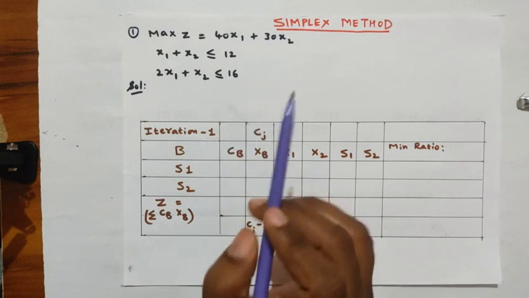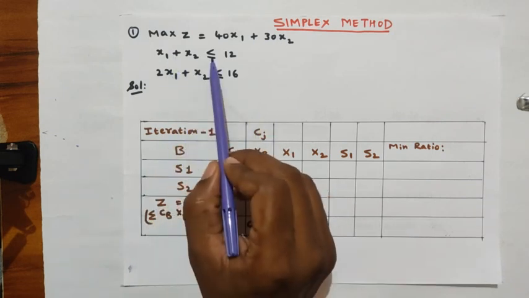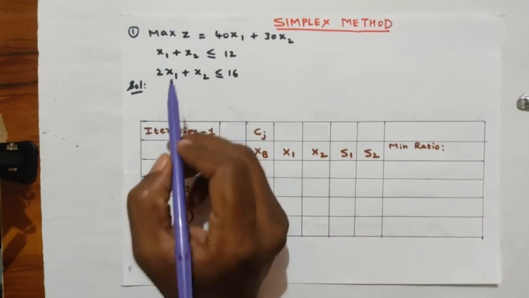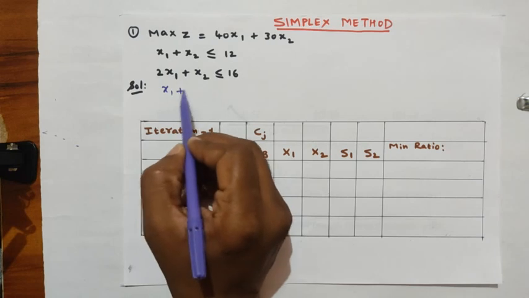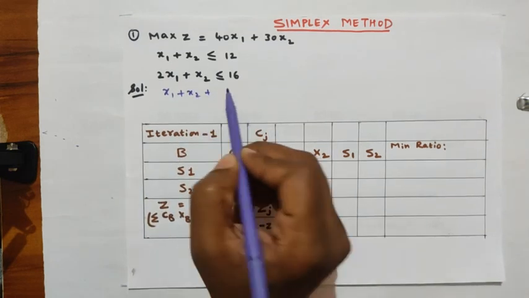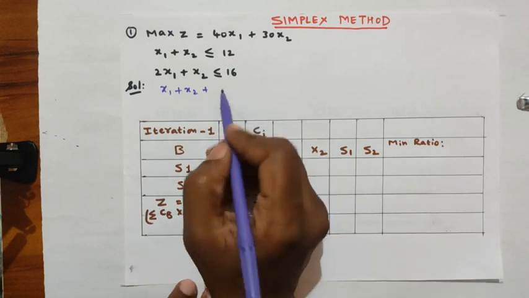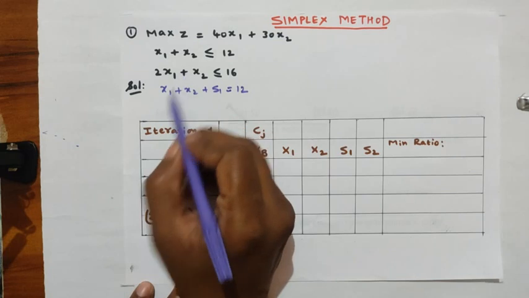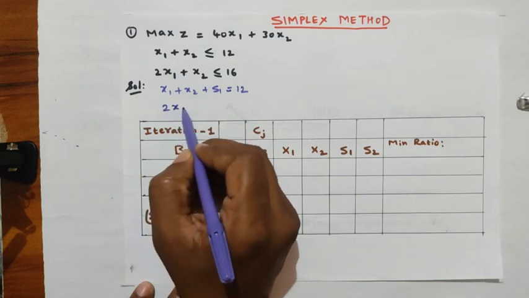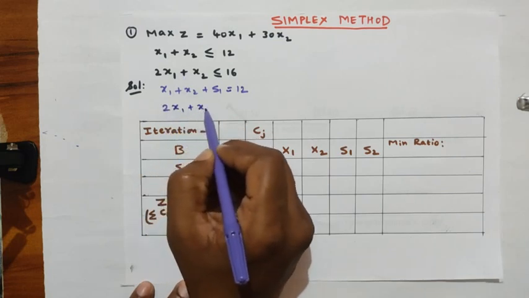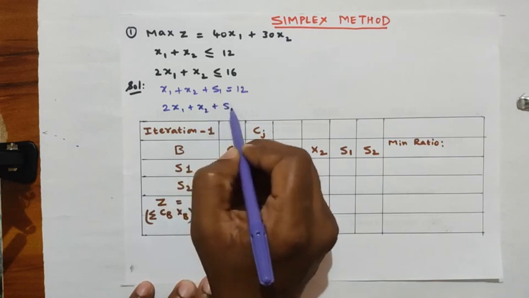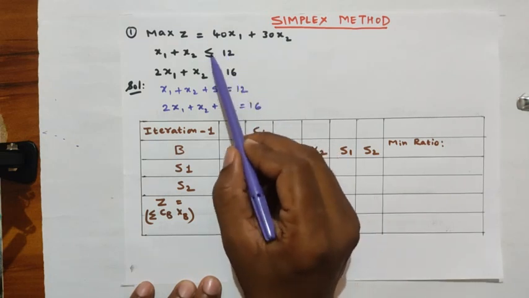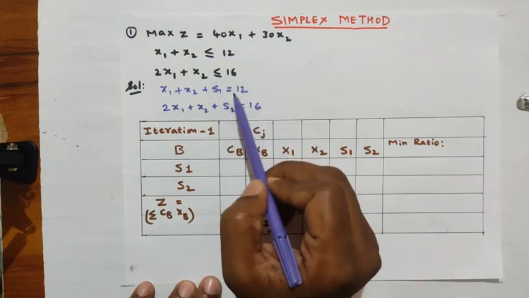First of all, we need to change the constraint equation less than or equals to into equals to sign. For that, we will use slack variables like x1 plus x2 plus s1, here I am taking s1 as a slack variable, is equals to 12. Similarly, for the second constraint equation, we can write 2x1 plus x2 plus s2 is equals to 16. I have changed the two less than or equals to constraints into equals to type.